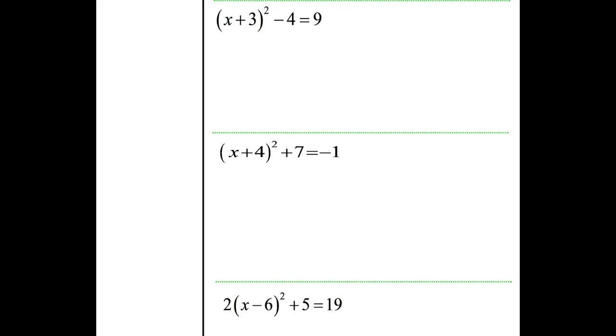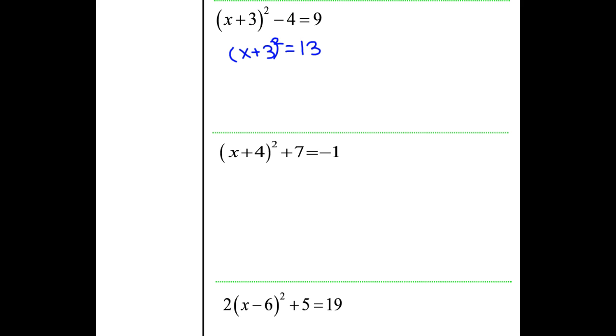So first thing remember is we need to get the x by itself, right? So what we need to do is the opposite of the order of operations here. Inside the parentheses is the first thing you would do if you were doing the regular order of operations, but since we're unraveling it, we want to do that last. So I'm going to get rid of that 4 first. So really it's going to become x plus 3 squared equals 13.